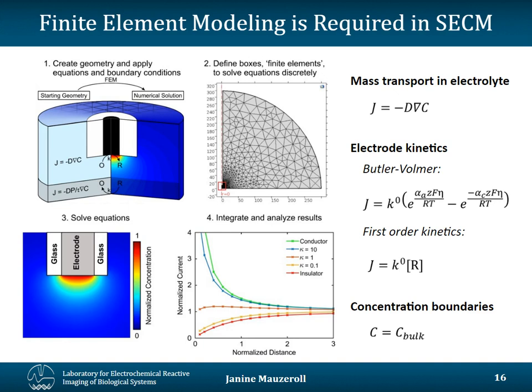So you see that at a distance of 3, we are much further away from the surface. And as we approach the microelectrode towards 1 and 0, we see contrast in the current that we measure. And that's what I want to discuss with you a little bit further.